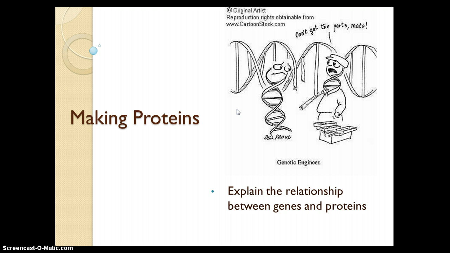By the end of this PowerPoint, you should be able to explain the relationship between genes and proteins, and really explain how you go from a gene to making these proteins in your body.